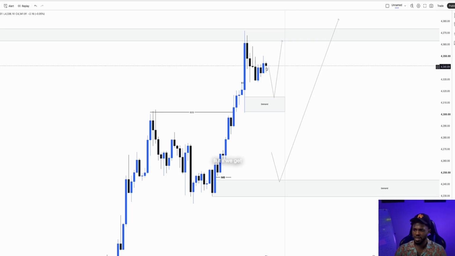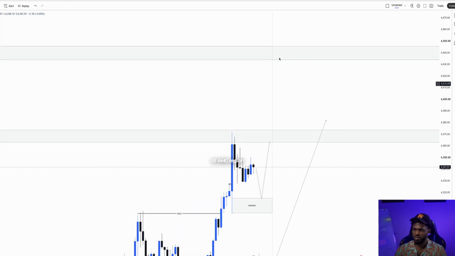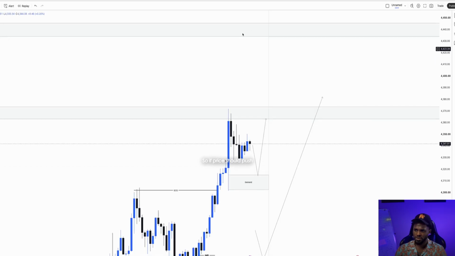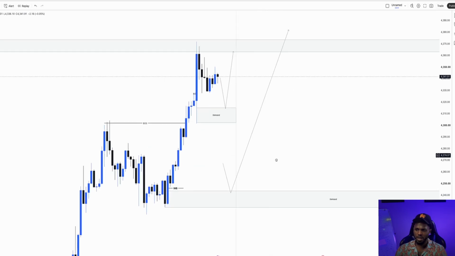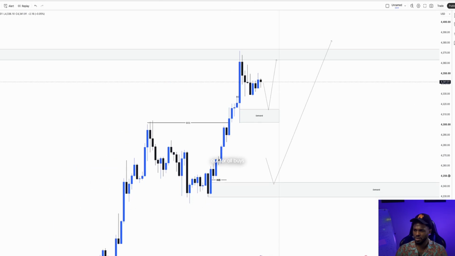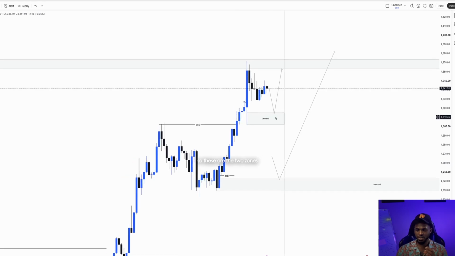But if we get that spike above this particular resistance zone here, we have another resistance zone at the 4440 region. So if price should push above this particular place, and we have that rejection, I'll be looking out to buy from here. But either way, I'm bullish on gold and I'll be looking out for all buys this coming week on gold. So these are the two zones I'll be looking out for price to react from.